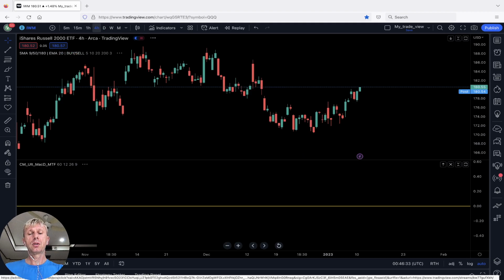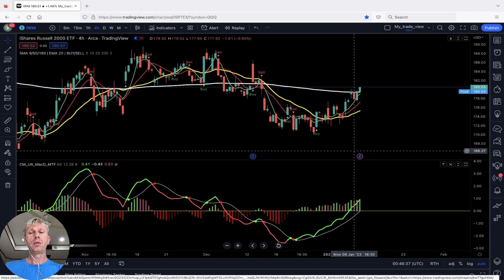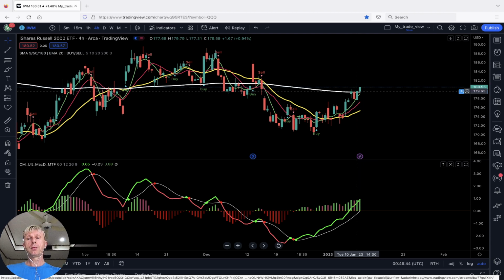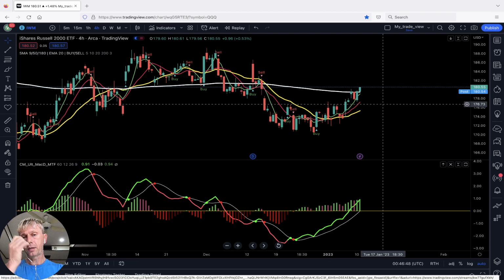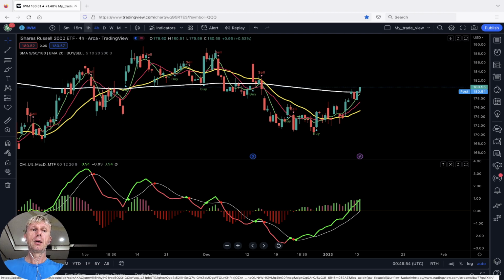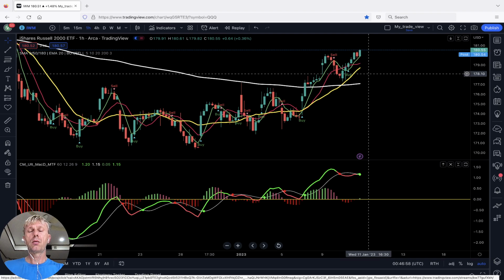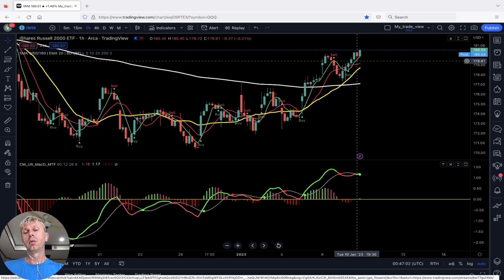Let's check 4 hours. MACD 4 hours, bullish trend. Moving averages, bullish trend. It's kind of at the MA200 territory. It can be rejected, or MA200 can be support. Bullish trend on 4 hours for IWM. Let's move to 1 hour. Last bar closed above all moving averages. MA20 did bullish crossover.